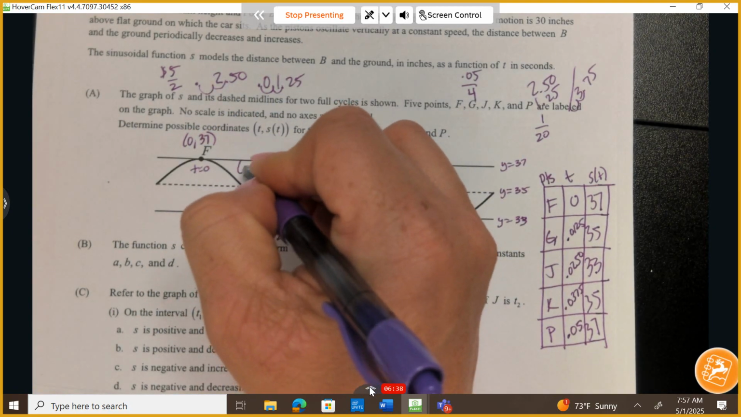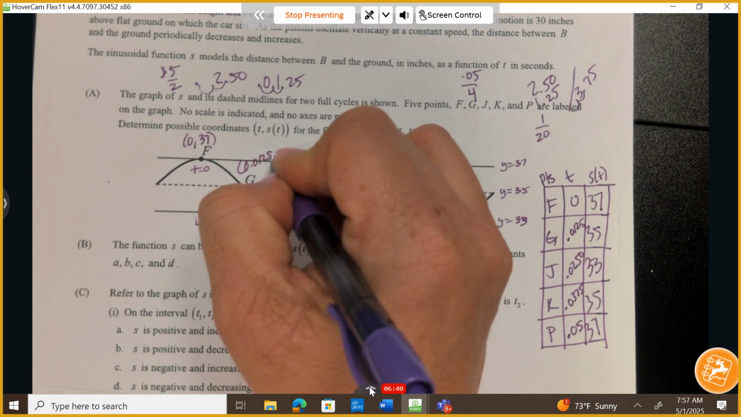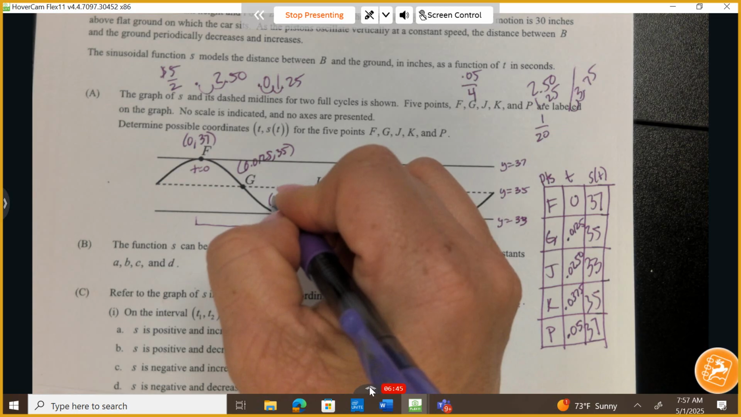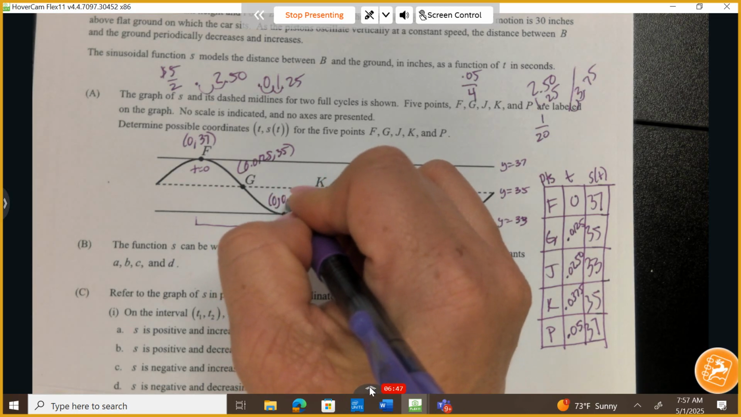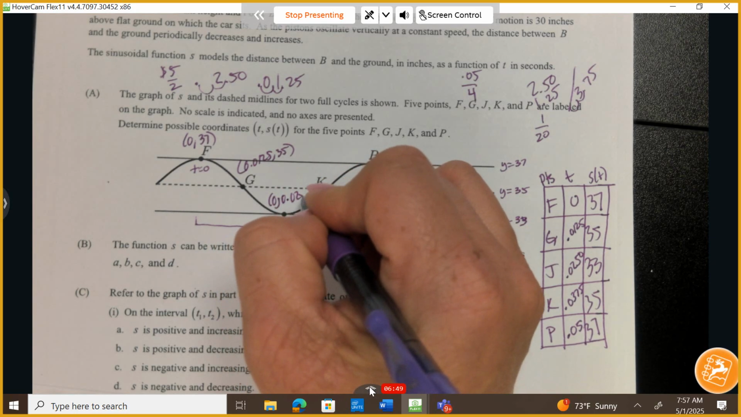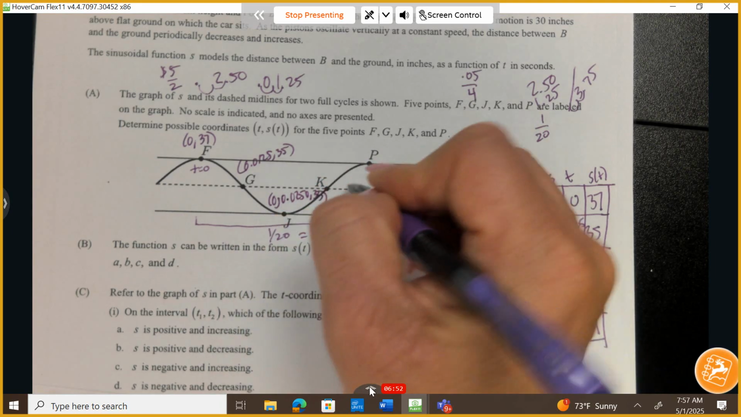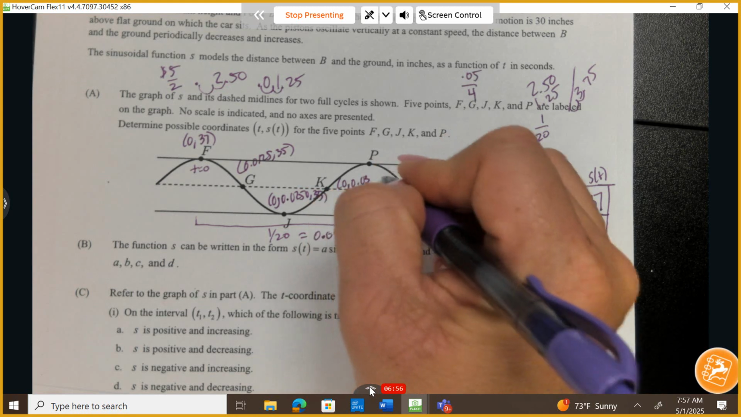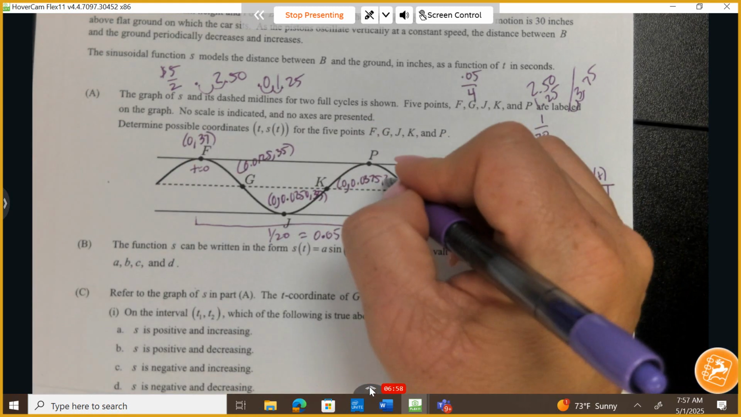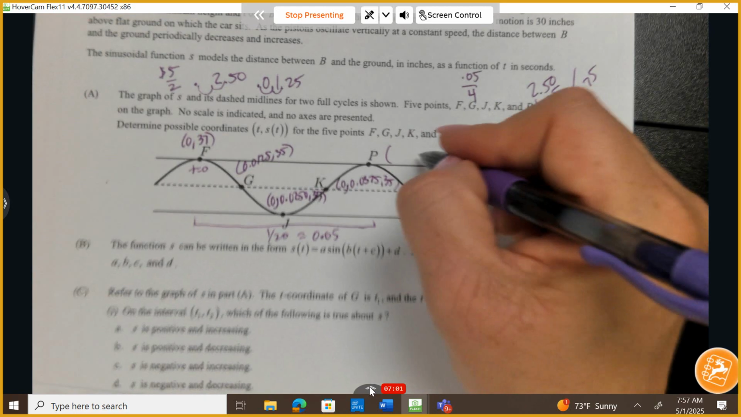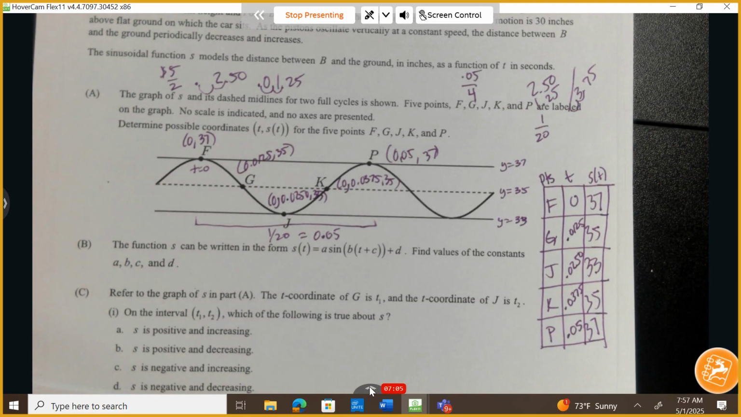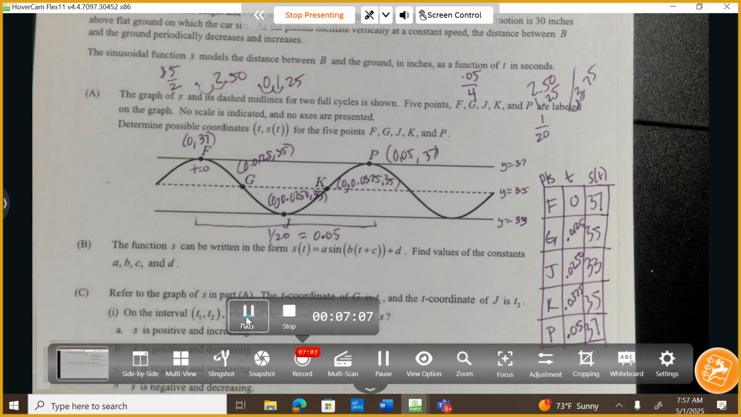At G, we're at 0.0125 and 35. You guys can do this all here looking at my chart. 0.0250 and 33. K is going to be 0.0375 and 35. And P is 0.05 and 37. Let's go on to the next part, part B.